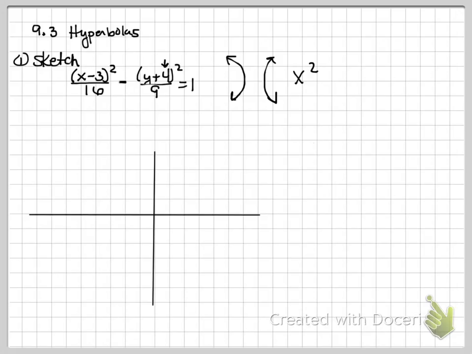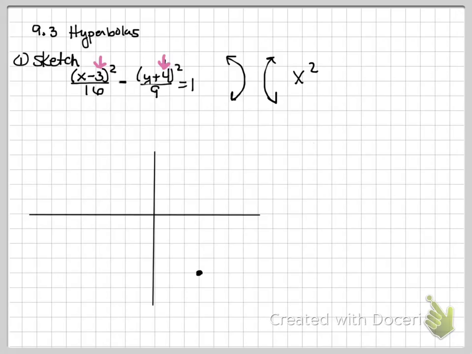Now we need to determine our h and our k. My h is right here, my k is there. So that tells me my center is at 3, -4. So I'm going to go to 3, -4, and I'm going to put a point right there. I'm going to go fairly fast through this because it is a review from last year.